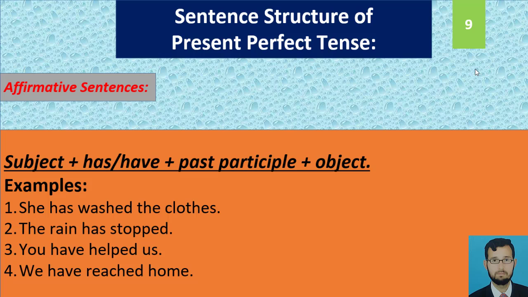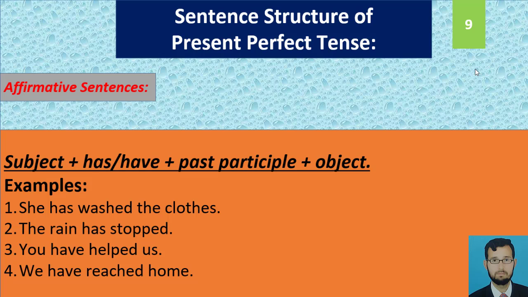Now come to its structure. We can clearly see the sentence structure of affirmative sentences. Firstly, there comes the subject, plus auxiliary verb has or have, plus past participle, plus object. Object only in that case if there is any object present in the sentence structure.